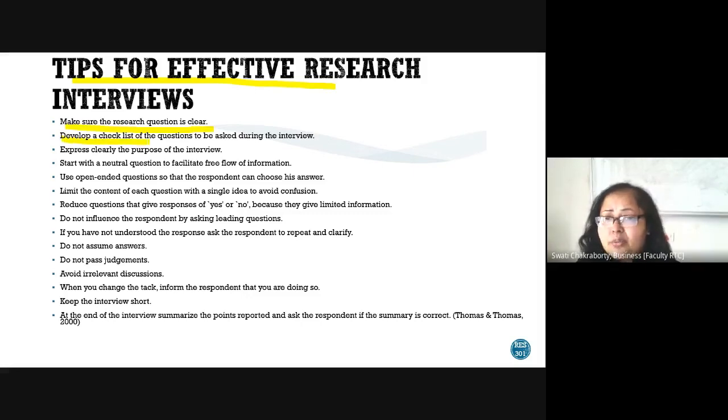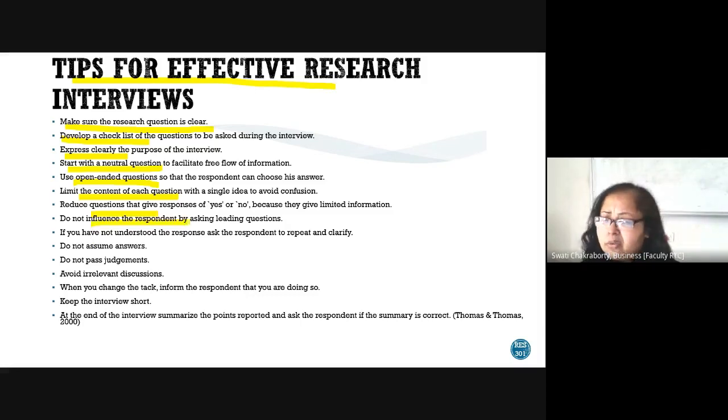Some of the tips for effective research interviews: make sure that the research question is clear, develop a checklist of the questions to be asked during the interview, express clearly the purpose of the interview, start with a neutral question to facilitate free flow of information, use open-ended questions so that the respondents can choose their answer, limit each question to a single idea in order to avoid confusion, reduce questions that give responses of yes and no, because that's limited information.